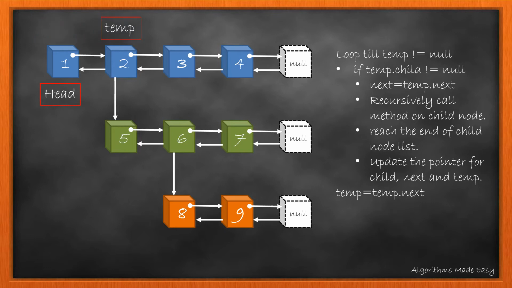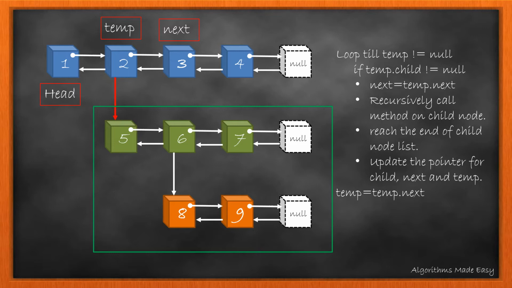As temp has no child, we move to 2. 2 now has a link to a child, so we need to perform our operations on it. We will store the next link in a variable. Now if we see the child list for node 2, we observe that it is in turn a multi-level linked list. So if we call our initial method on it, it will give us a flattened list, which we can use to connect to our top list.